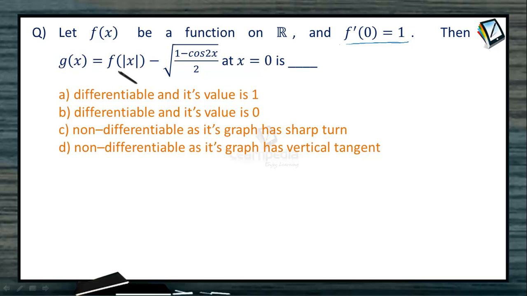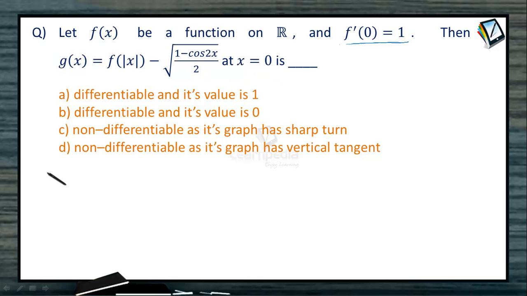Now g of x by definition will change its character because of the mod x term at 0, and similarly even this term, which is square root of (1 minus cos 2x) by 2, which is simply mod sin x, will also have a positive sign to the right of 0 and a negative sign to the left of 0. So both the parts of g of x are changing their sign at 0, on the left side and right side. So what do we do for such a function which changes its character to the right of 0 and to the left of 0? Correct. We evaluate the left hand derivative and the right hand derivative.